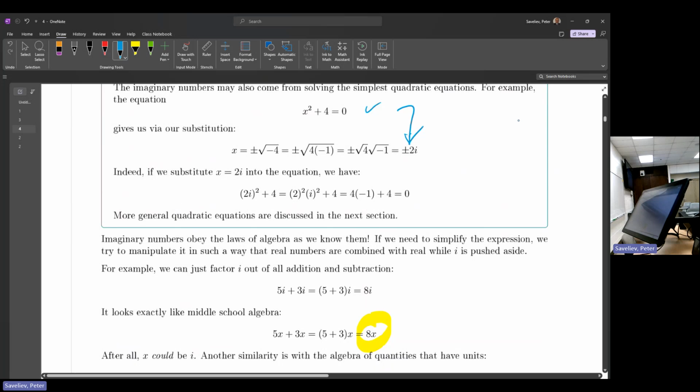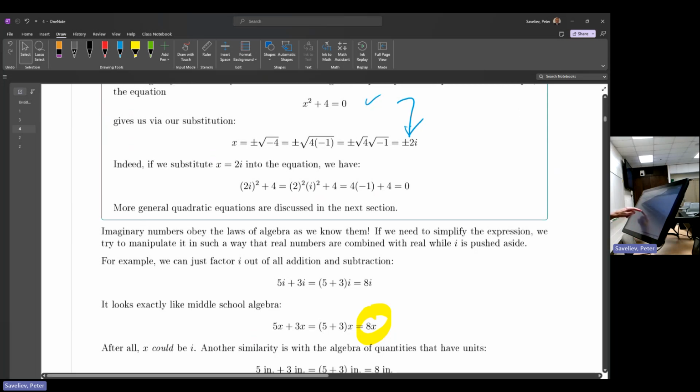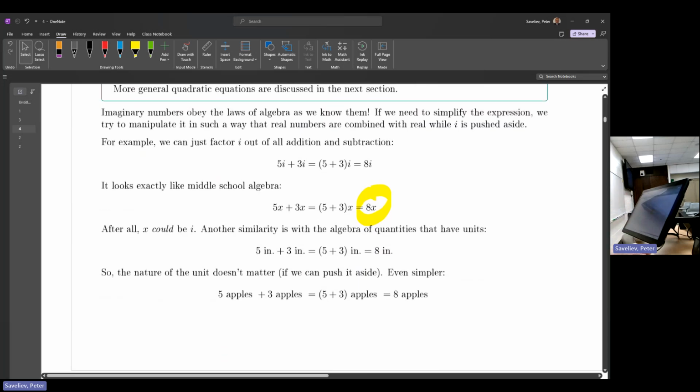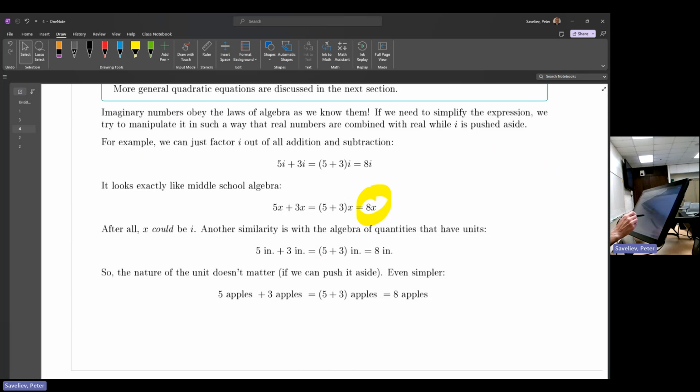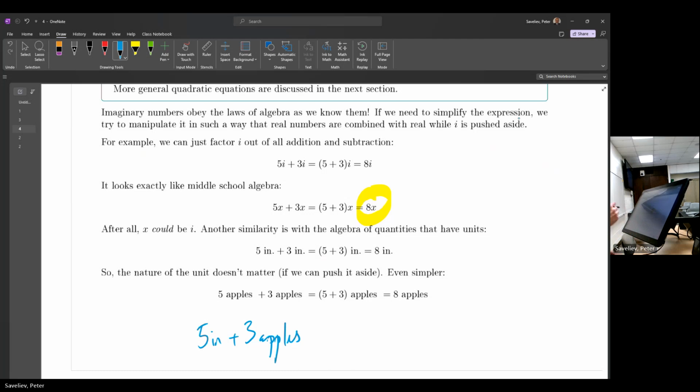Okay, so once again, how do we execute addition? Once again, apples with apples, oranges with oranges, so it's just factoring out. So 5i plus 3i gives you 8i, just like 5x plus 3x. Inches plus inches, apples plus apples. But if you intermix inches and apples, that's fine. So if I go with 5 inches plus 3 apples, what's the meaning of it? The answer is it is still 5 inches and 3 apples.